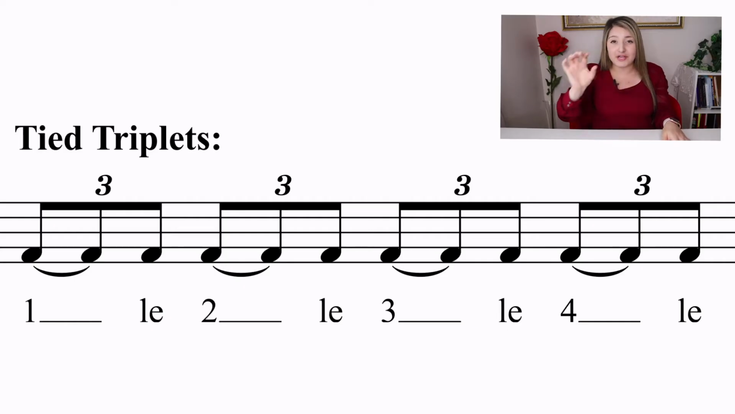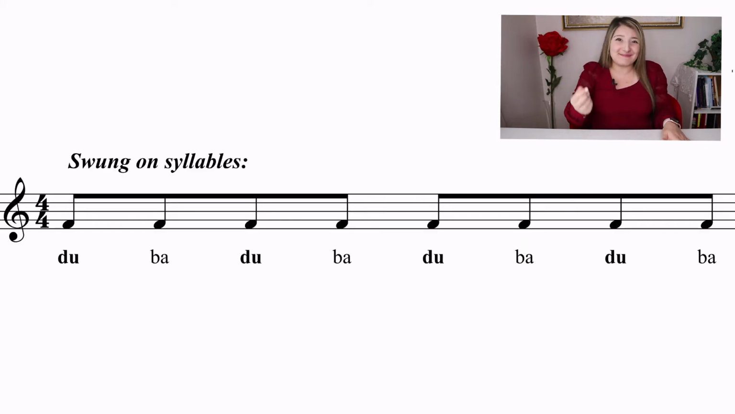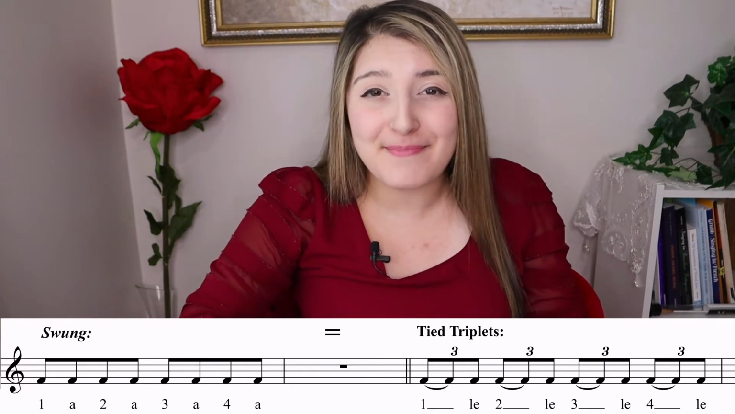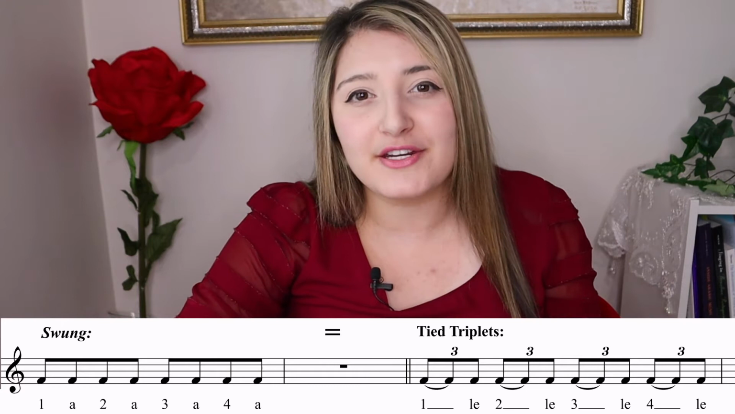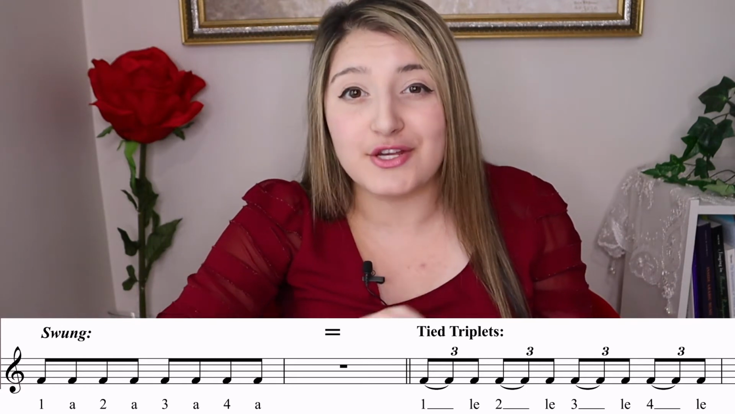So it would be da, that's just a regular triplet. Now tie those front 2 together for each group. Da, da, da, da, da, da, da, da. And that's the same as do, ba, do, ba, do, ba, do, ba in the eighths. So that would mean that our swung eighths on paper equal the same as the triplets with the tied 2 eighth notes in the beginning of each triplet.